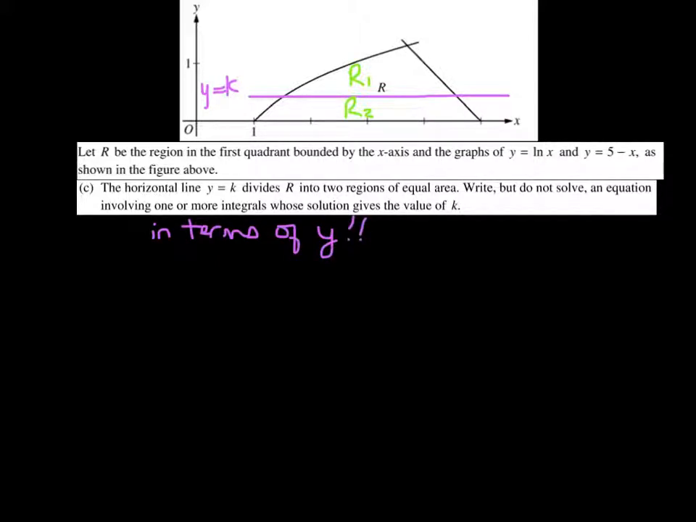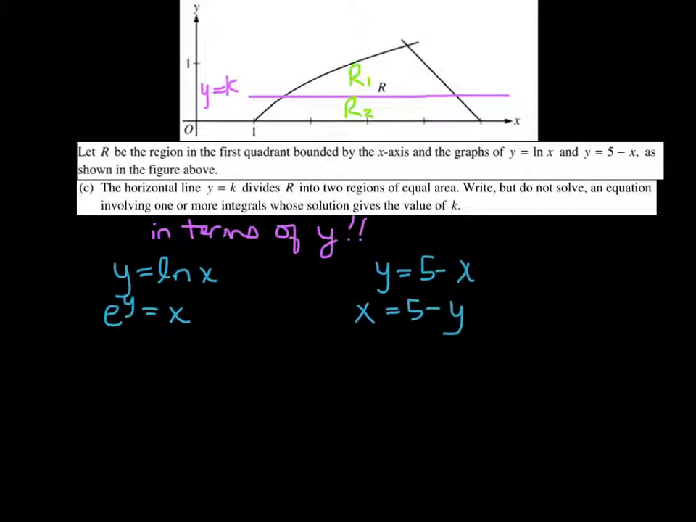All right, so in terms of y means, first of all, I'm going to take both of the equations, y equals natural log of x and y equals 5 minus x, and get them in terms of y, meaning I'm solving for x. This first one should be very easy. You're just doing e to the power on both sides, so e to the y is equal to x. And over here, I'm going to solve for x, so I'm going to add the x over and subtract the y. So basically x equals 5 minus y.